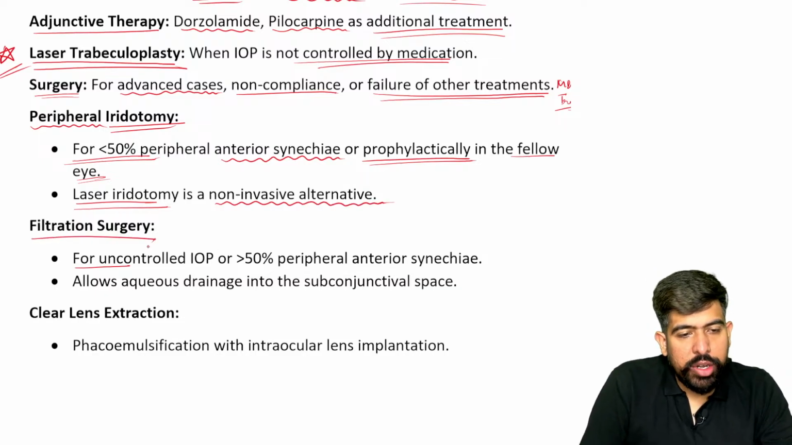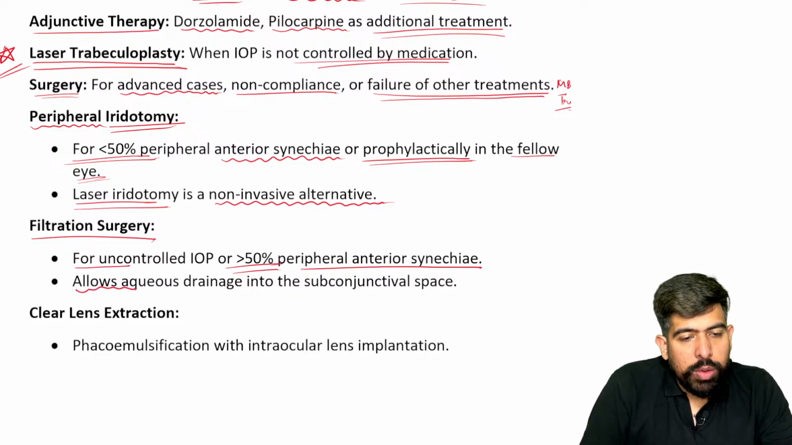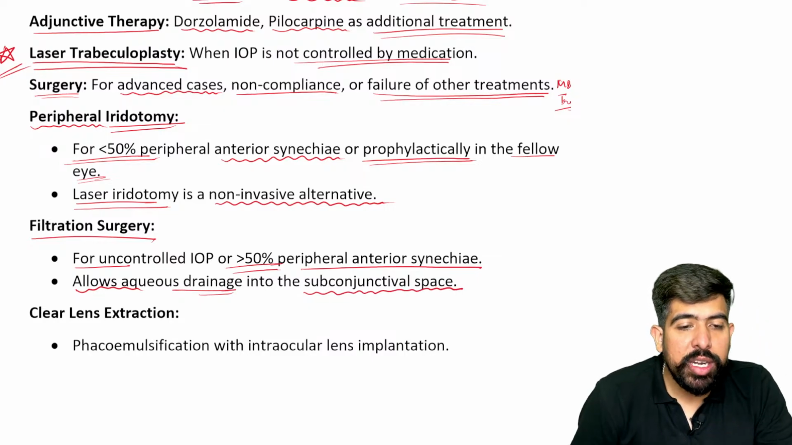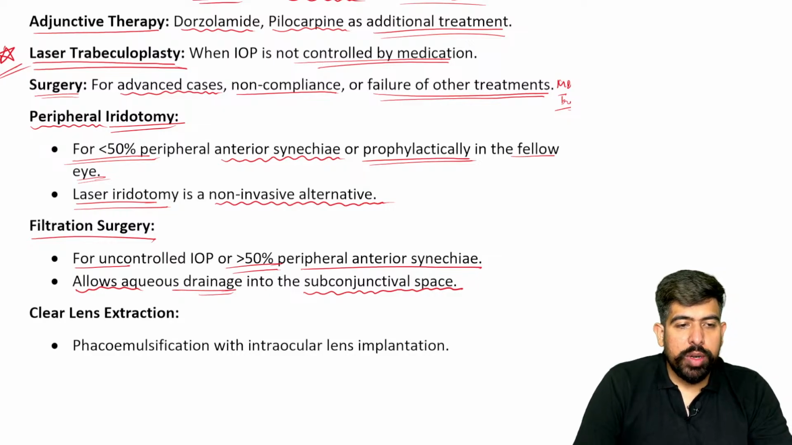Also, we can do the filtration surgery. What is the meaning of filtration surgery? For uncontrolled IOP with more than 50% peripheral anterior synechiae, we allow the aqueous drainage into the subconjunctival space. So we made a different pathway, or we can say an area where this aqueous can be drained out. Okay, so the aqueous can be drained out over there.